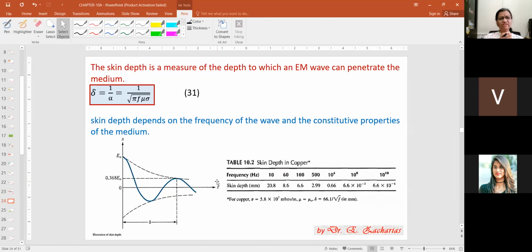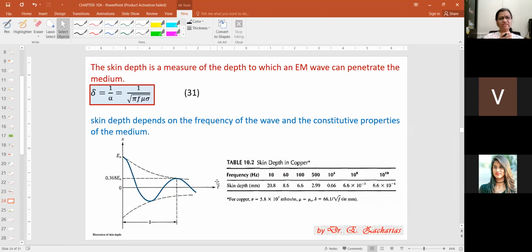So when a wave enters, what happens? Initially it has an amplitude E0, but quickly that amplitude falls to 37% of the initial value. And what is the depth at which this is happening? This is happening at a depth of delta, or the skin depth.